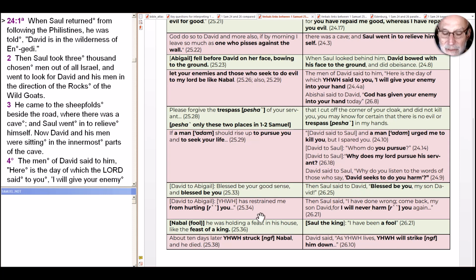David says to Abigail in the postscript, Yahweh has restrained me from hurting you, using the word ra, for evil. And I could have translated it that way, but I wanted to highlight that we have to look behind the translations to note the parallels sometimes, because the New RSV has hurting here, but harm here for the same word. So Saul says, I have done wrong, come back, my son David, for I will never harm you again, as David promises not to harm Abigail, or has not.